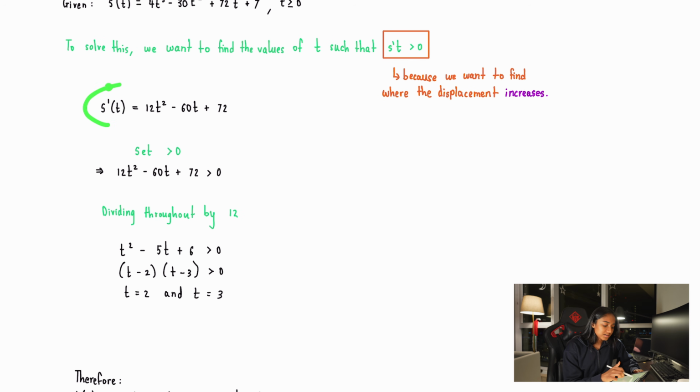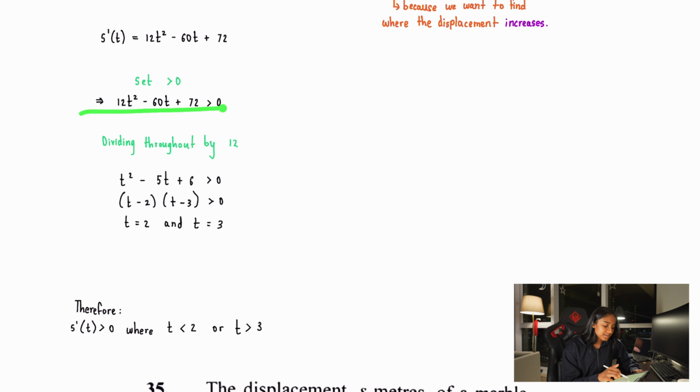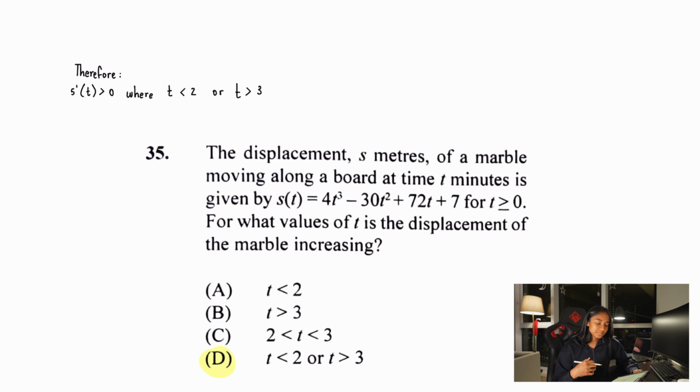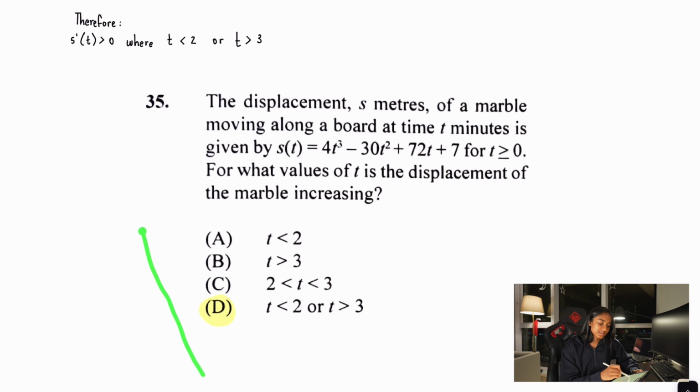Okay, so we find the derivative, which would be, of course, 12t squared minus 60t plus 72, and this is a constant, so that's gone. We set it to greater than 0. We simplify. Of course, we solve the inequality, and by this, we know that s prime t is greater than 0, where t is less than 2 or t is greater than 3. So all we did, again, find the derivative, set it to greater than 0, solve that inequality, and that is how you would solve this question, and the answer is D.